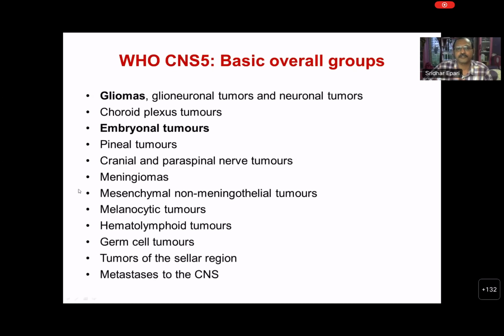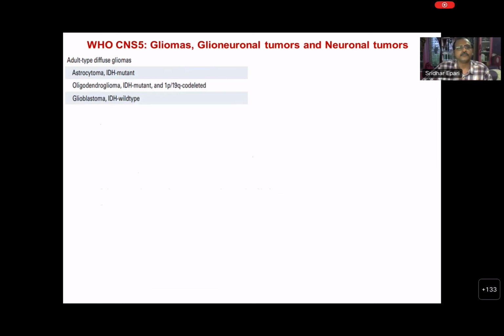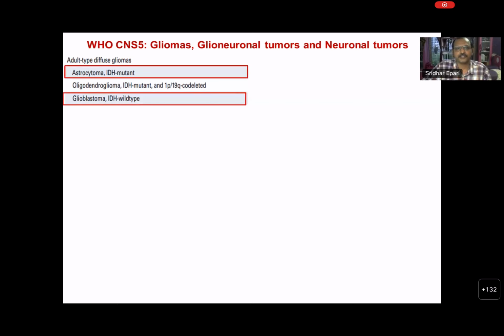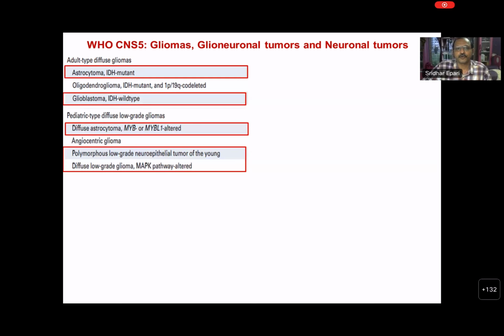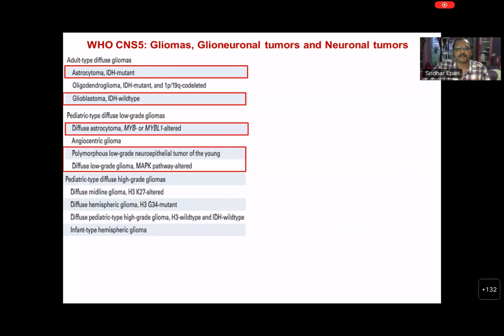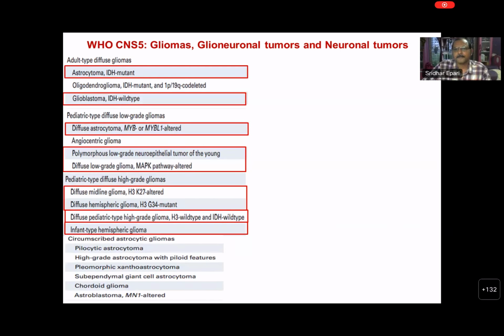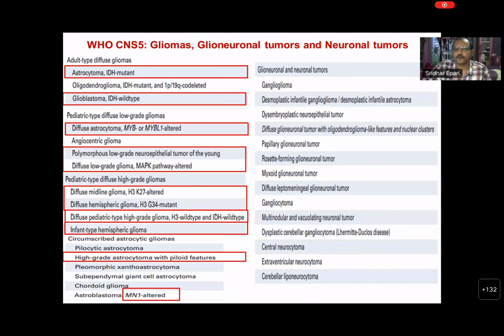What we are going to touch today is the first family group of gliomas and the embryonal tumors. The gliomas are a big family of tumors, and we will cover only a subset, like adult diffuse gliomas and ependymal tumors. If you recap the classification of CNS tumors in the current 2021 classification, the gliomas, glioneuronal tumors, and neuronal tumors are all clubbed in one big family of tumors. One group is adult-type diffuse glioma, the second is pediatric-type diffuse low-grade glioma, the third is pediatric-type diffuse high-grade glioma, and the fourth is circumscribed astrocytic glioma. The final group is the glioneuronal and neuronal group.